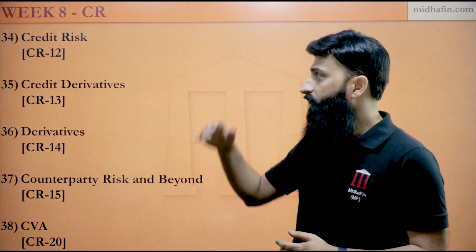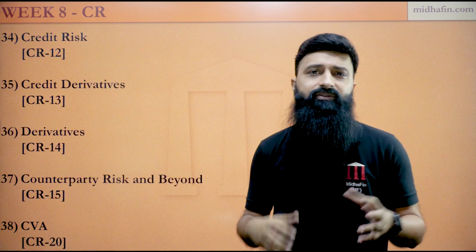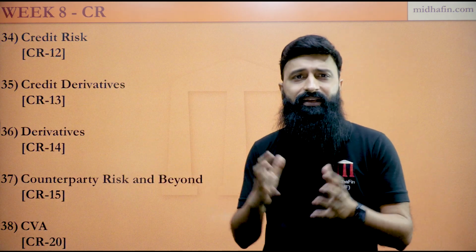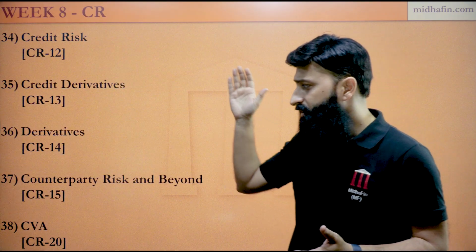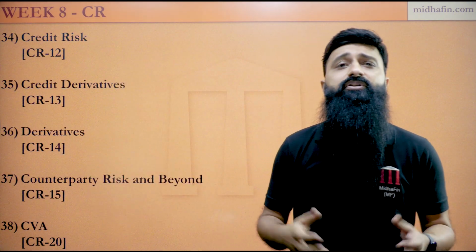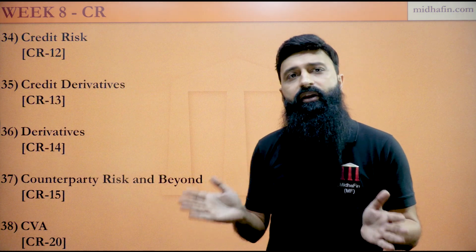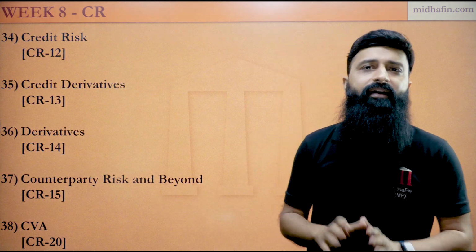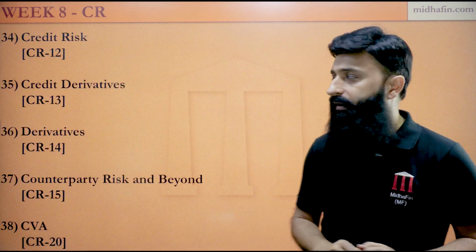So we have credit risk, derivatives, credit derivatives, counterparty risk, and again the inclusion of CVA and counterparty risk. This kind of clubbing gives you a detailed examination of different quantitative methods for evaluating and mitigating credit risk, which will enhance your overall understanding of credit risk.